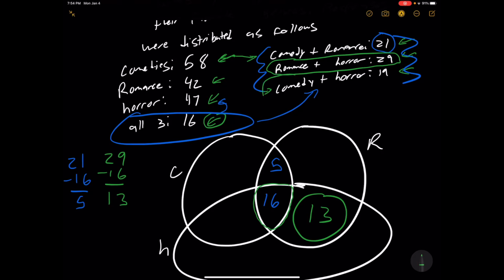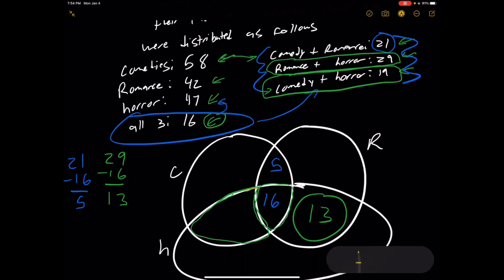Then we have comedy and horror. Comedy and horror is our last little mixed piece right here. Do this one in yellow. And once again, we have 19, but 16 of the 19 are already accounted for, so we're going to have to do 19 minus 16, which leaves us with just 3 in that spot.